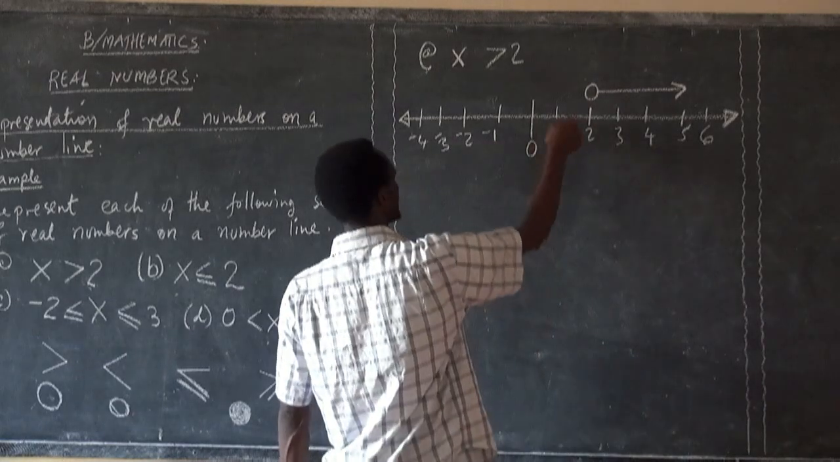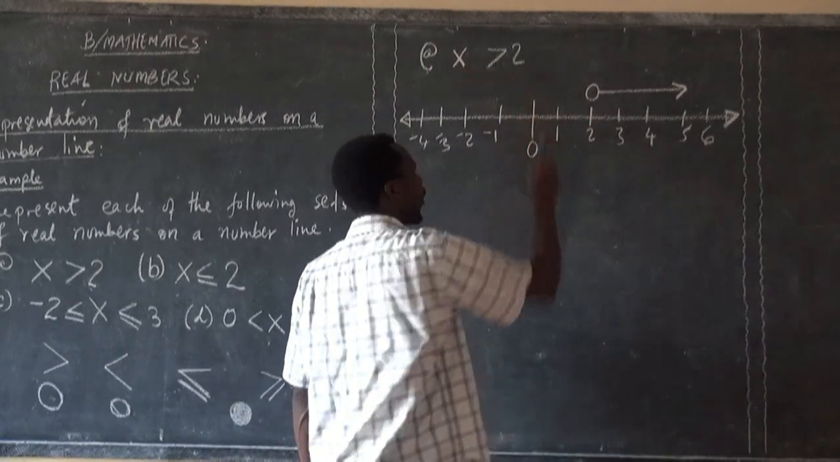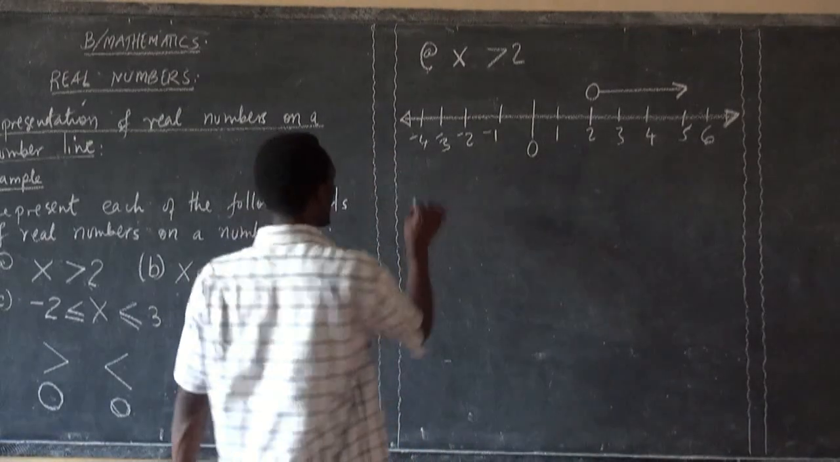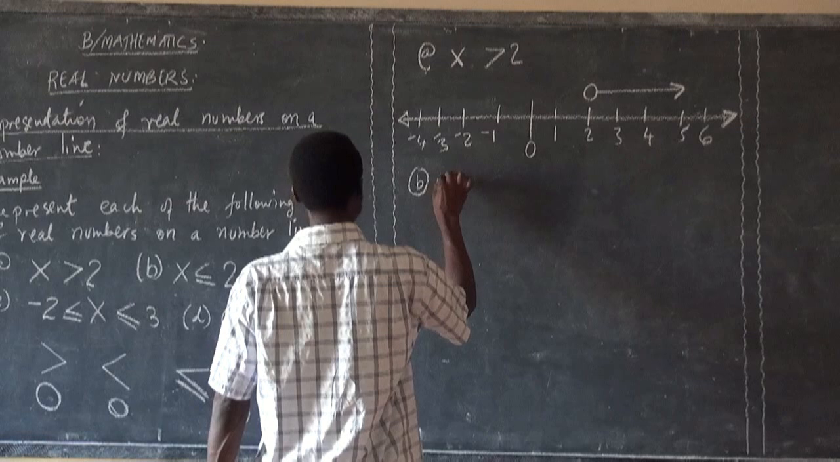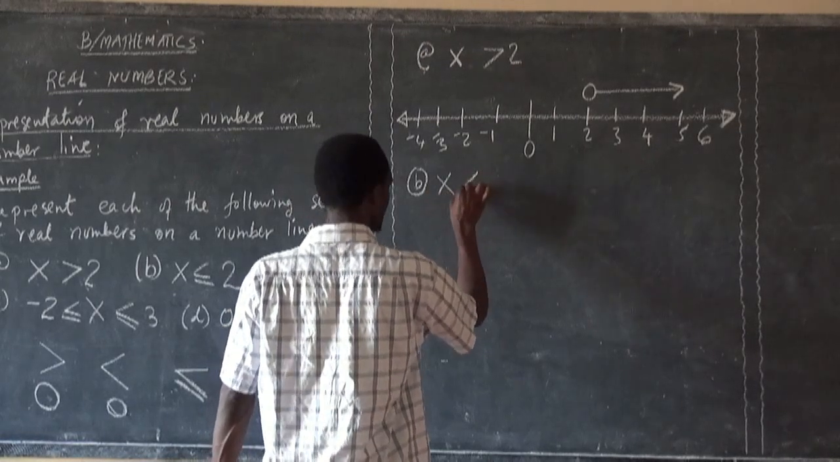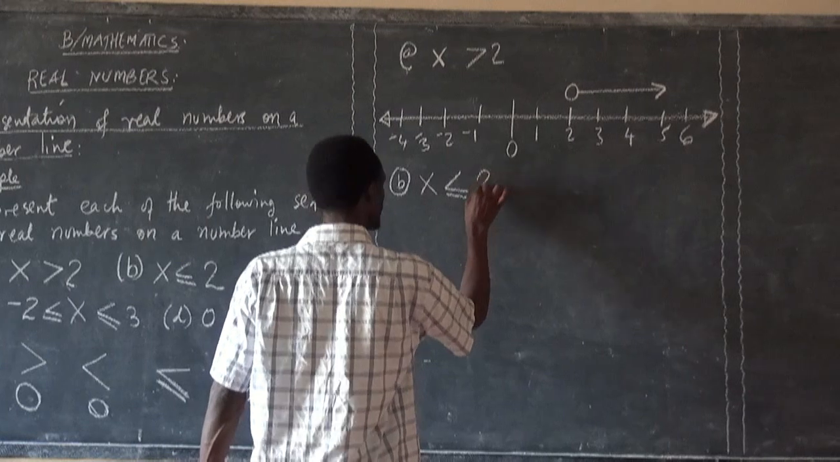Now we have represented this inequality on the number line. We have the other one, it is here. We have x is less than or equal to 2.